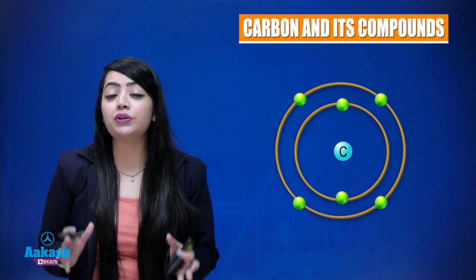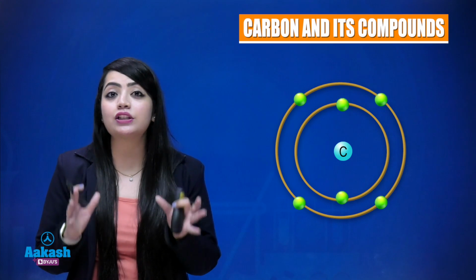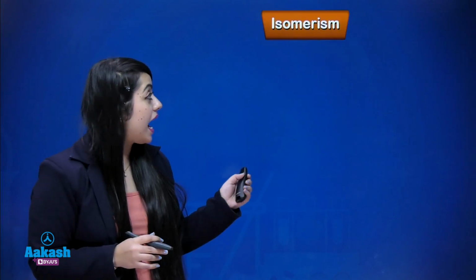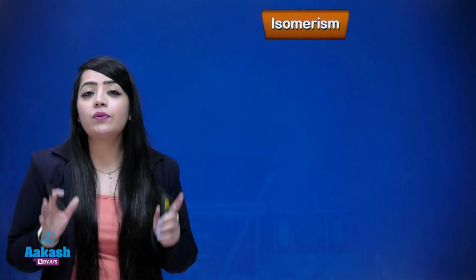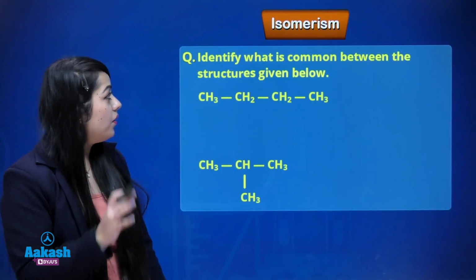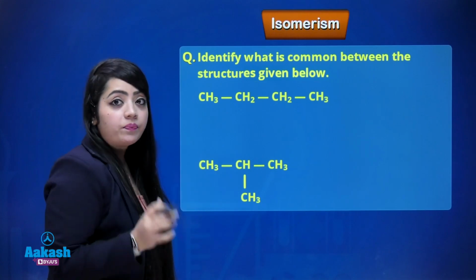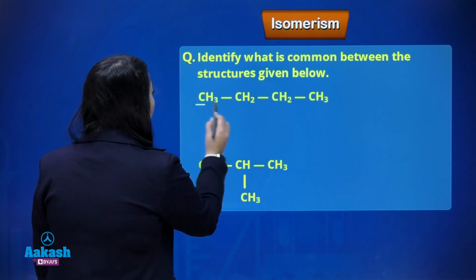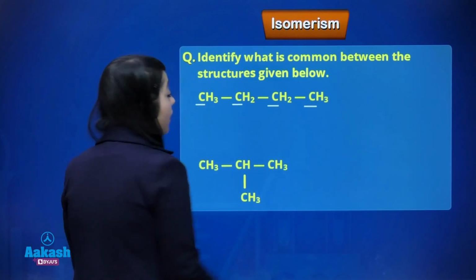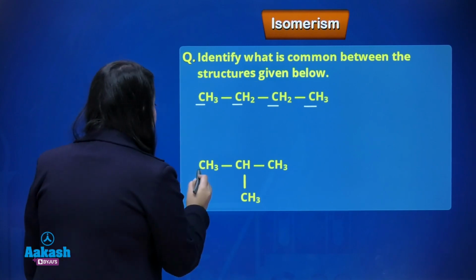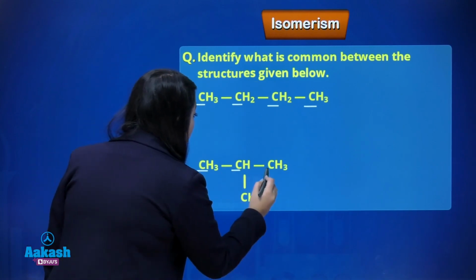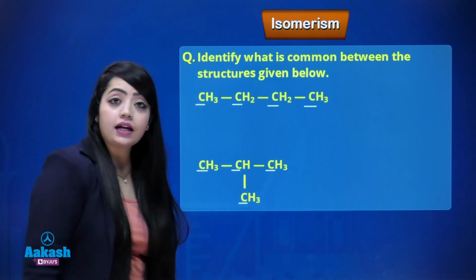So without any further ado, let us start with the first topic of our lecture, that is isomerism. So let us see with the help of an example. Now, can you spot any similarity between these two structures? I can see that there are 4 carbon atoms here, right? And similarly, if I see this structure, here also we are having 4 carbon atoms, right?